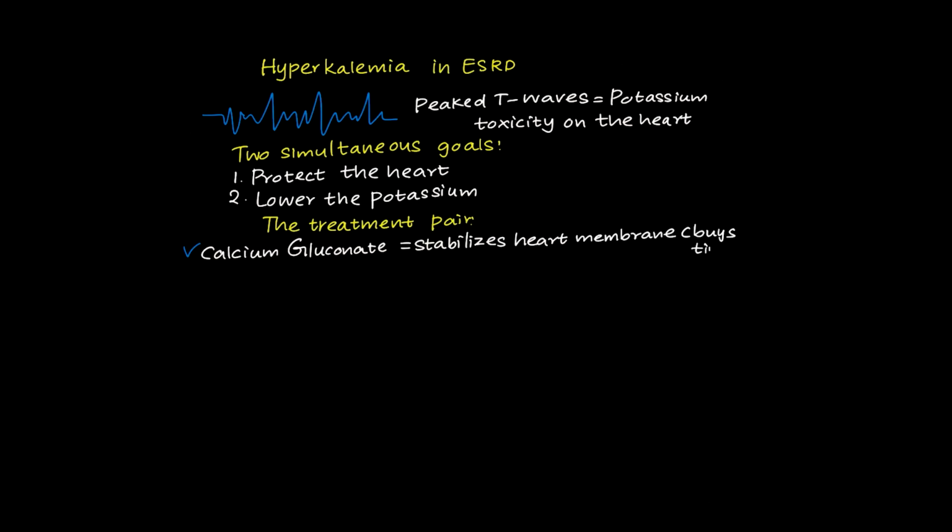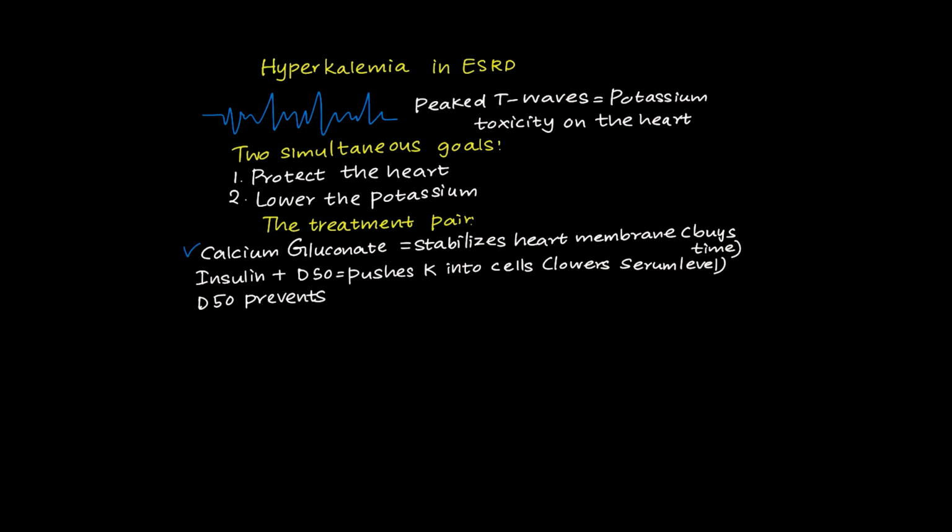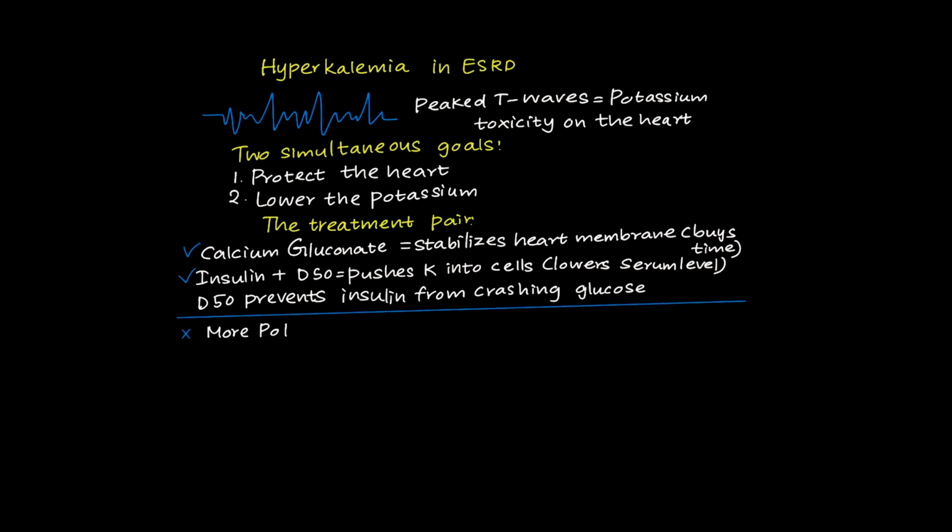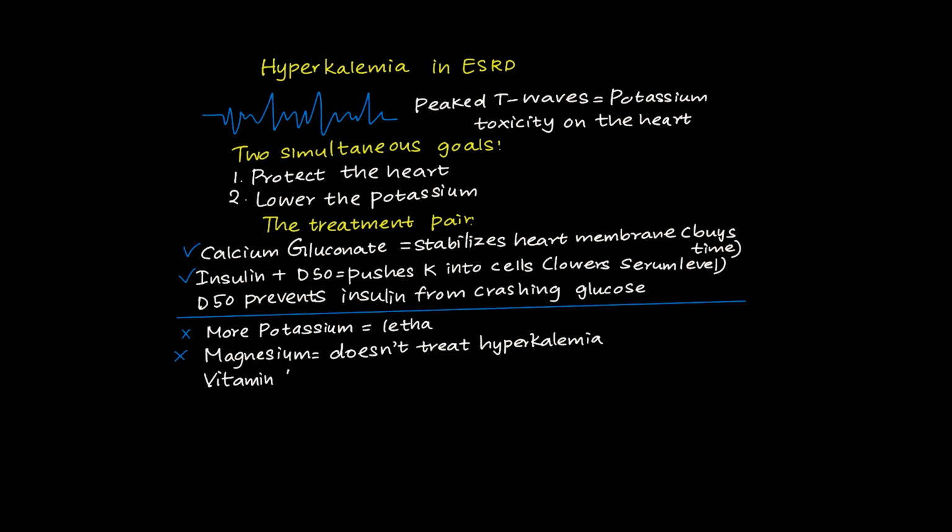Insulin with dextrose 50% actually shifts potassium from the blood back into cells. Insulin drives potassium intracellularly, and the dextrose prevents the insulin from crashing the blood sugar. Together, these two interventions bridge the gap until dialysis can remove the excess potassium permanently. Giving more potassium? Absolutely lethal. Magnesium sulfate doesn't treat hyperkalemia. Vitamin D works over weeks for calcium absorption, completely useless in an emergency.